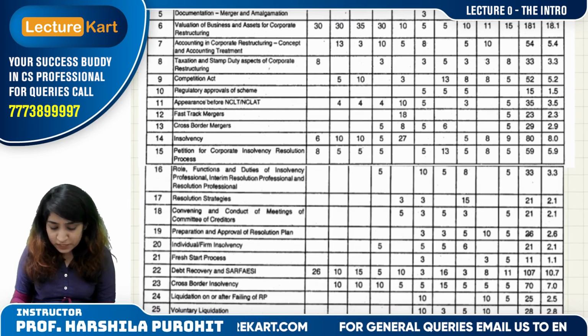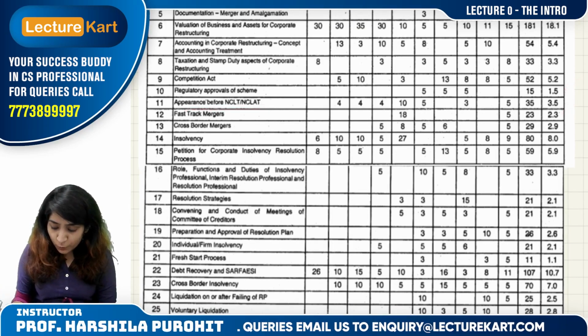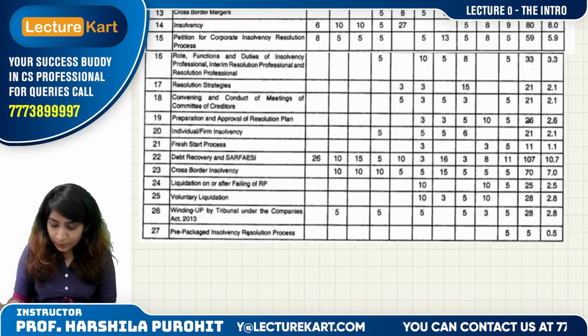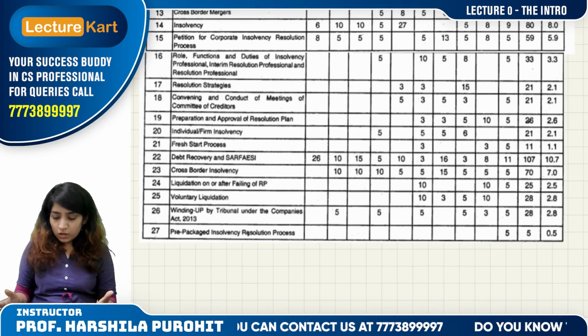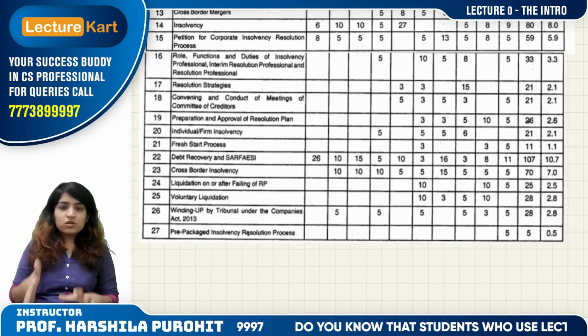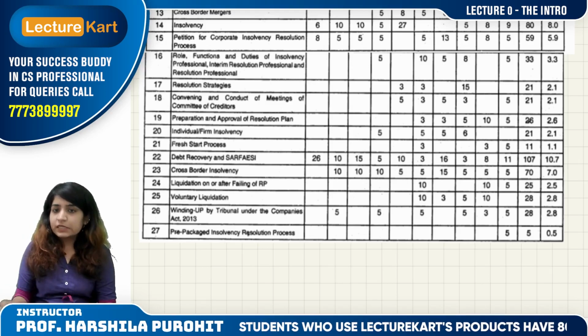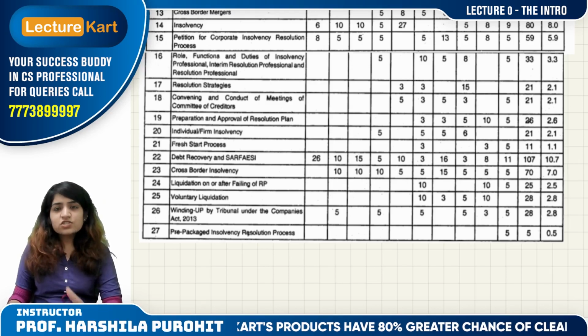Regulatory approvals of scheme, appearance before NCLT: 1.5, 3.5, 2.3, 2.9, and then you can see the entire paper pattern for all of the questions. Now, I particularly don't design my studies too much around the chapter-wise weightage, basically because, as I said, the institute may want to surprise you, but this is just for your reference.